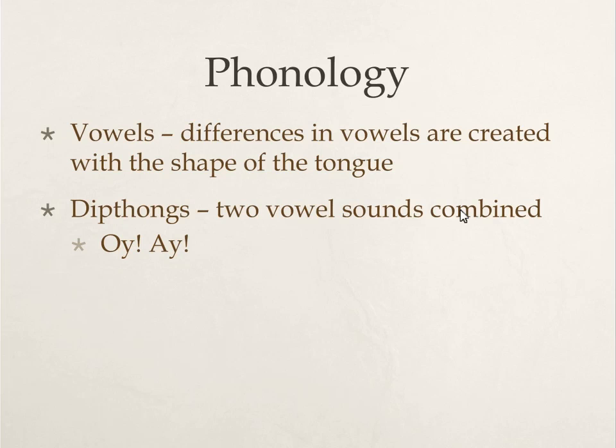And then diphthongs. Diphthongs are where Y comes in. Diphthongs are two vowel sounds. So boy, anytime you have an oi sound, that's considered a diphthong. So it's two vowel sounds combined. We have very few of these in English. They're more common in languages like French, where it has that O-E-U kind of craziness. But diphthongs are anytime you have two vowels.